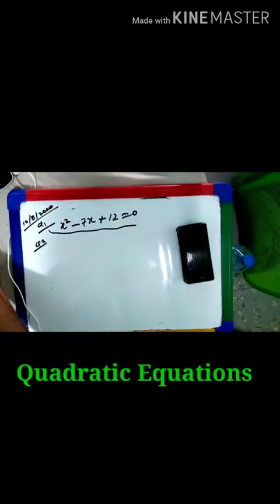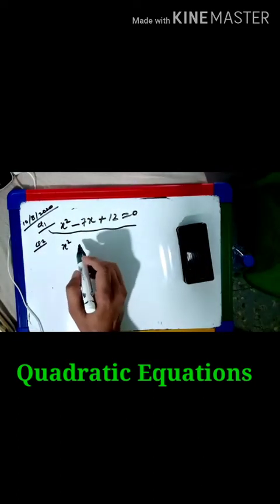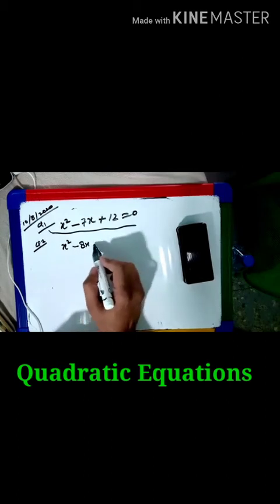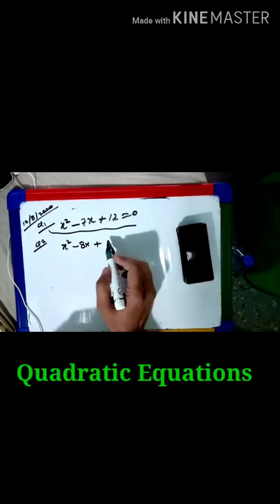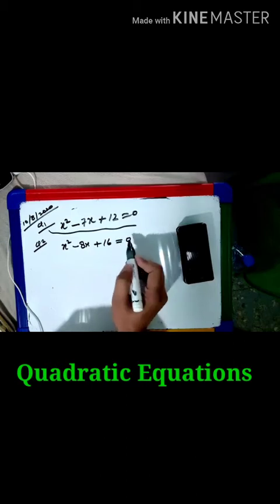So now see, x square minus 8x plus 16 equal to 0. Now do.